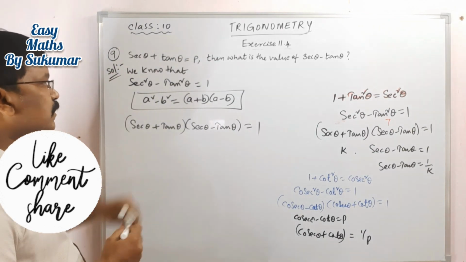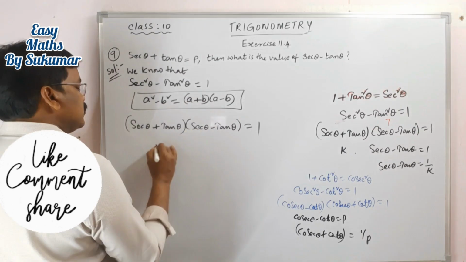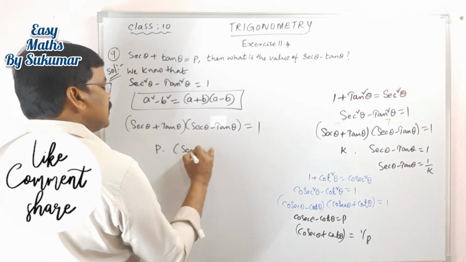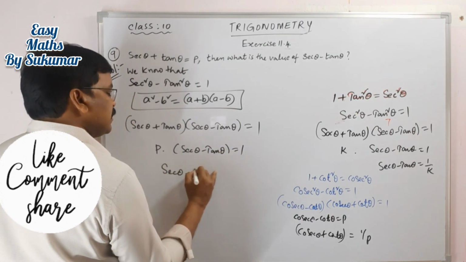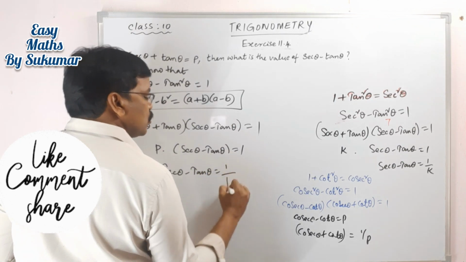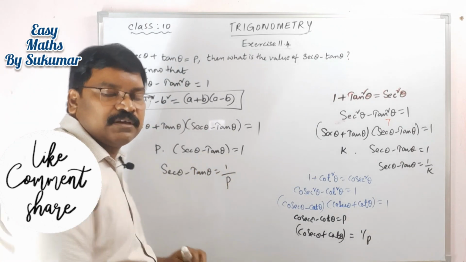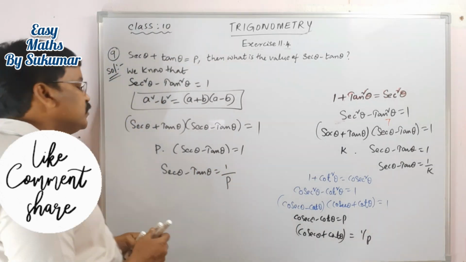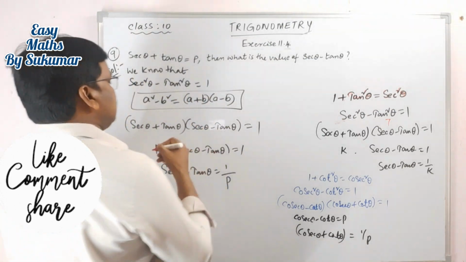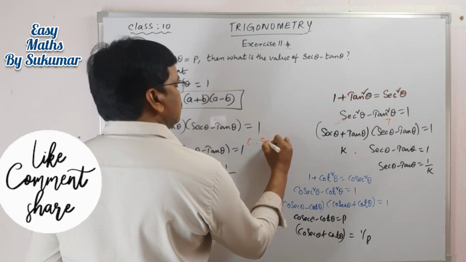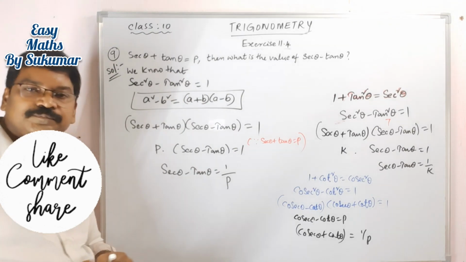Now what is secant theta plus tan theta given here? p. That means instead of secant theta plus tan theta, if you substitute p, times secant theta minus tan theta is equal to 1. That means secant theta minus tan theta is equal to 1 by p. The same concept I taught here, we are using here. My dear students, secant theta minus tan theta is equal to 1 by p, since secant theta plus tan theta is equal to p, right?